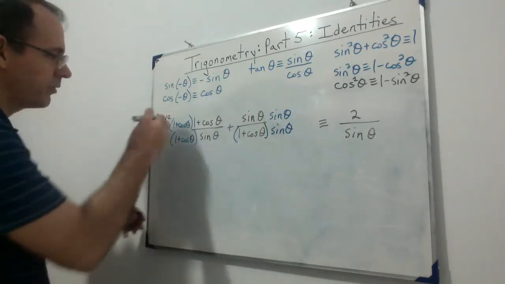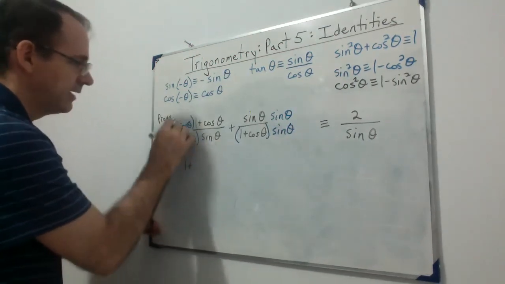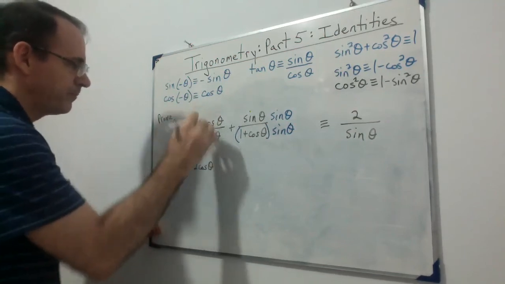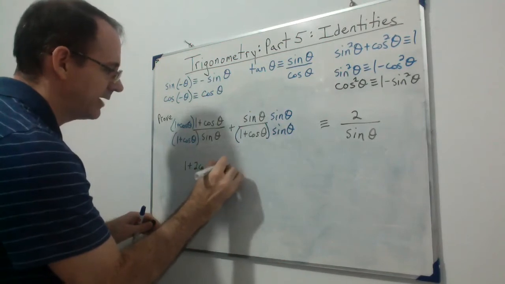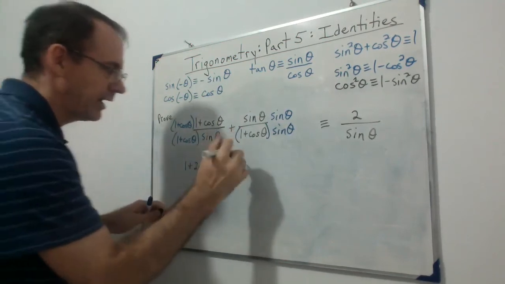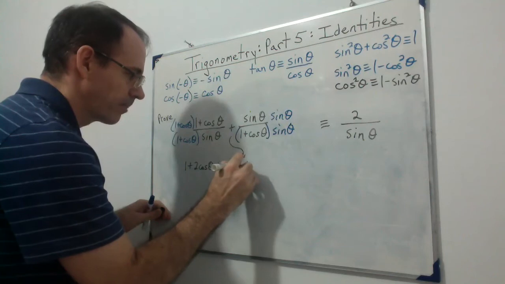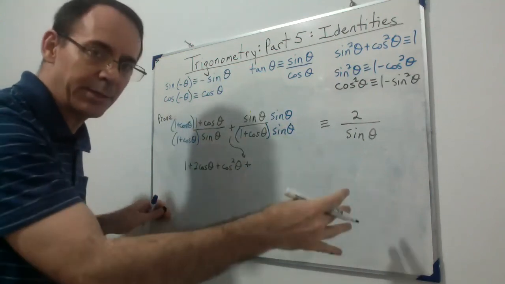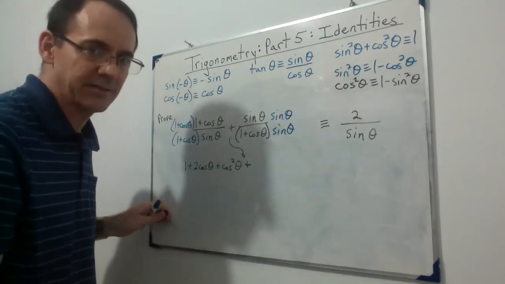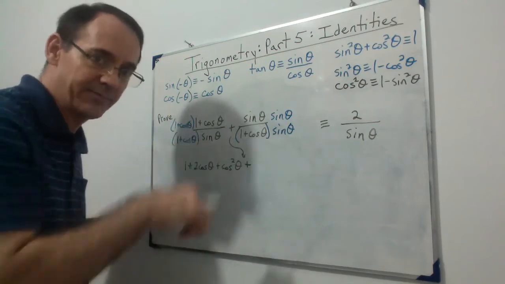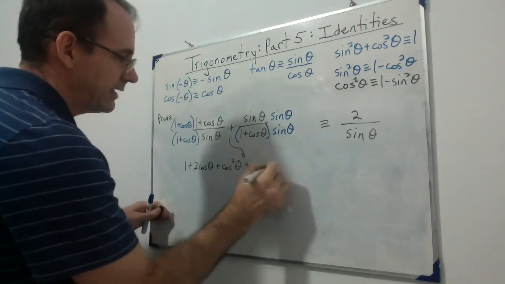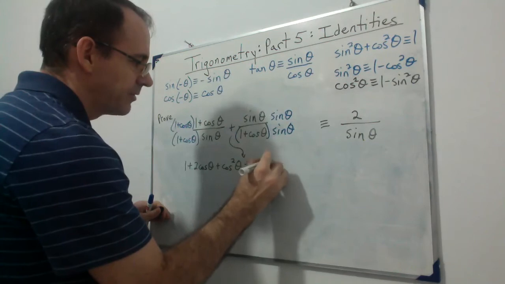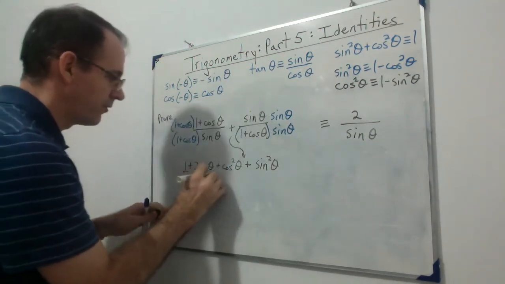So we end up with 1 times 1 plus cosine theta, and cosine theta times 1 plus cosine theta, that is cosine theta plus cosine squared theta, plus, and we don't really need the parentheses because distributing a positive doesn't affect the rest of it like distributing a negative that we had the last time. Sine times sine is just sine squared theta anyway, over.